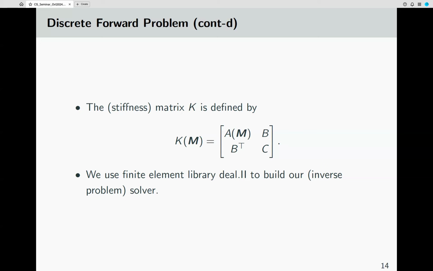Okay, so the stiffness matrix is called that because it comes from the engineering problem, all this finite element stuff. That's what a lot of engineers actually do. Here, this is just a finite element library that we have taken, mainly used for forward problems, but we can also build an inverse problem solver using this one as well.